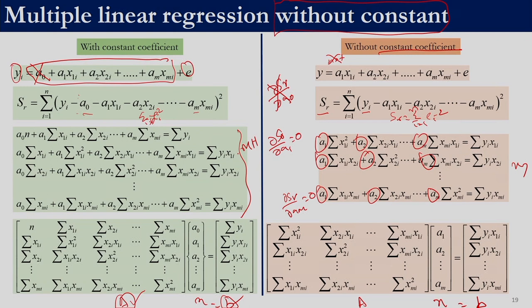So here we had m plus 1 linear equations, here we will have m linear equations. If we see, it is nothing but whatever we derived for the constant coefficient, except for this row and this column. All the other terms would be the same. So that is how we can still work without the constant coefficient. If the model does not have a constant coefficient, we can still apply the same concepts which we have discussed so far to fit those kinds of models.